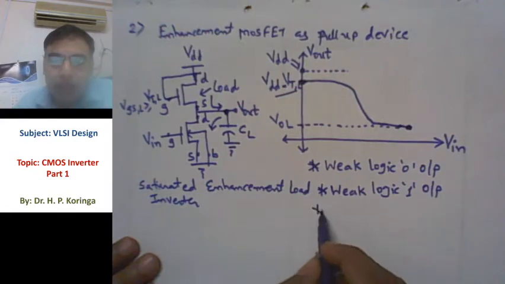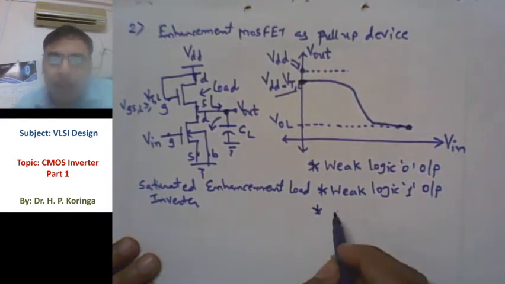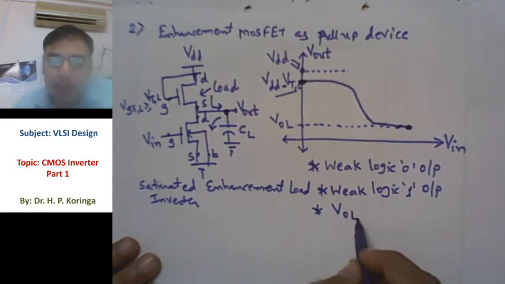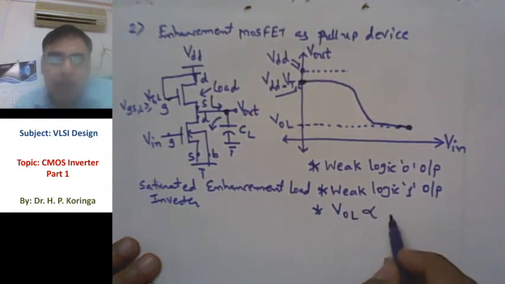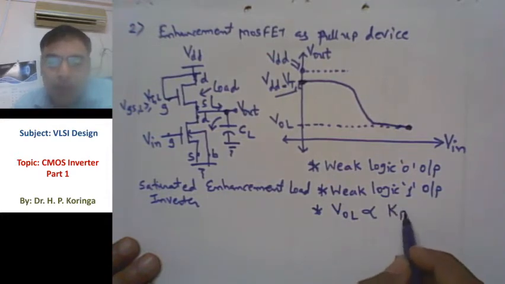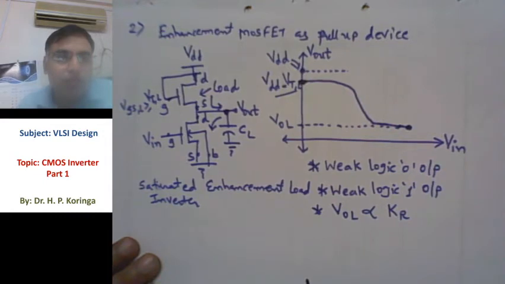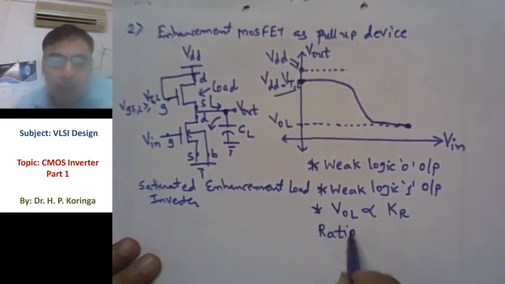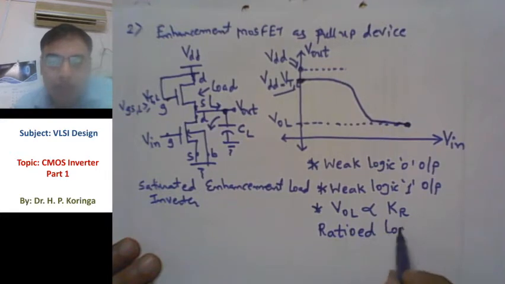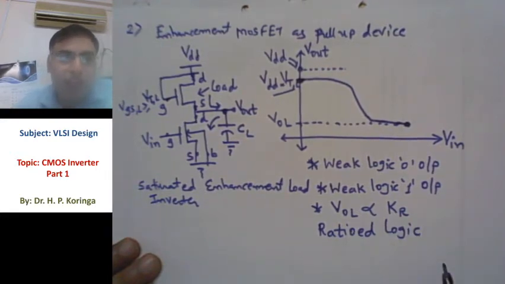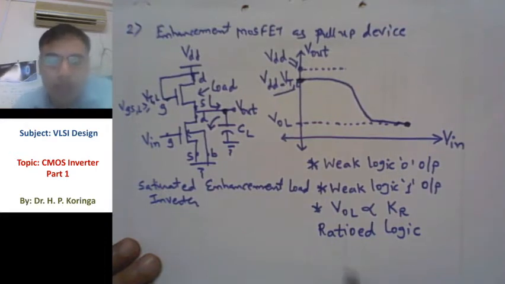Now the VOL value of this device is proportional to the transconductance ratio, right? So to achieve a particular value of VOL, we have to set the transconductance ratio. So it is called ratioed logic, or a ratio circuit.